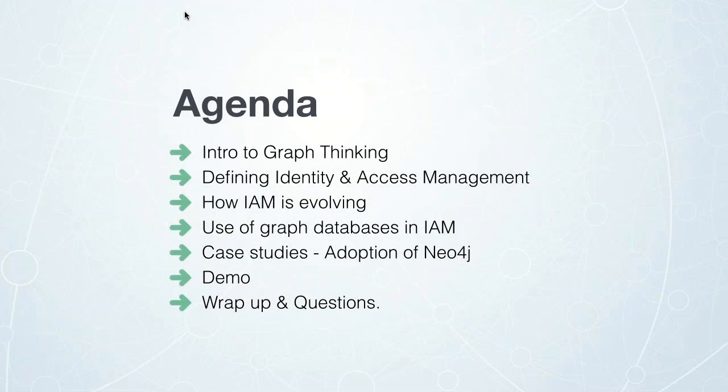This is today's agenda. We have a lot to cover today, and we're going to start off with a short intro to graph thinking and move on to defining identity and access management, how IAM is evolving, the use of graph databases in IAM. We're going to show you some case studies and some examples of adoption of Neo4j. Ryan is going to show you a couple of demos, and then we'll wrap up and leave some time for questions.